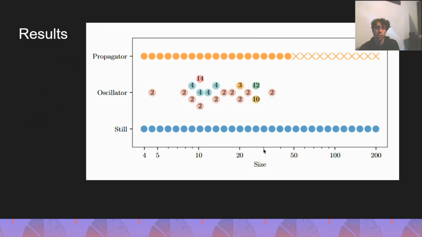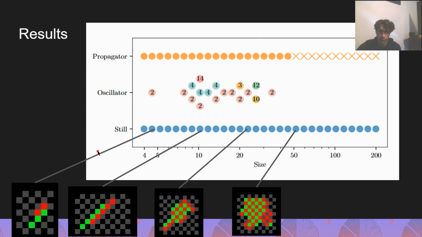So now we can look at the outcome of running this evolutionary algorithm. I'll explain what the propagator means in a minute, but first we'll start by looking at still life. So the still life is as we'd expect. There's some activity at the start, as we've necessitated, but then it freezes.